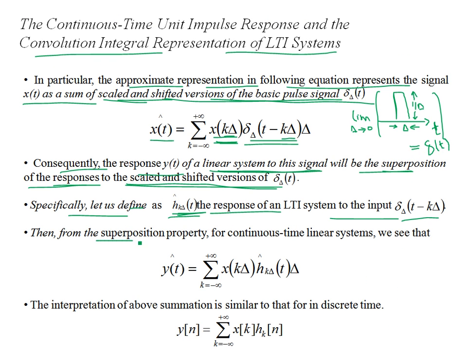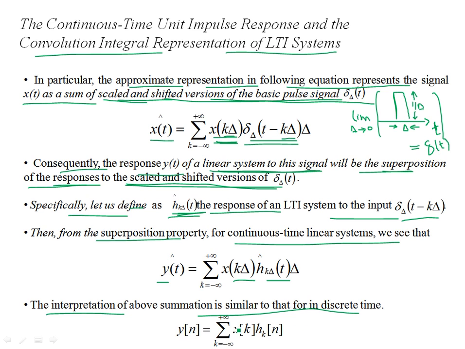So then from the superposition property for the continuous time linear system, we see that y hat of t is basically the superposition of the scaled impulse responses of the system. That follows from the linearity. So the interpretation of the above summation is very similar to that for the discrete time case that we have seen previously.